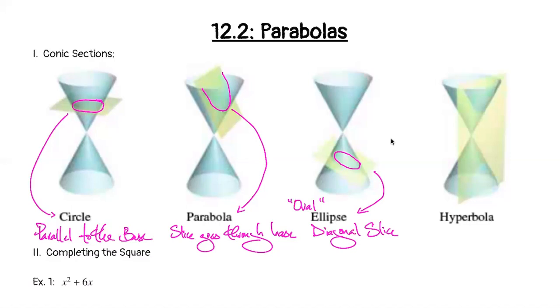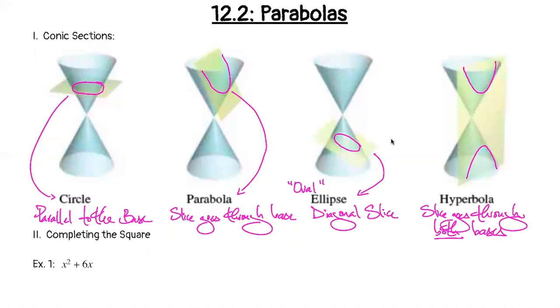And then the last conic section that we're going to take a look at is the hyperbola. The hyperbola comes from a slice that goes through both bases, okay? So you've got kind of a little parabola up here, and then you have another one down here. When we look at hyperbolas, they really have a pair of branches, whereas all the other ones only have one, okay? Today our focus is going to be on our parabola. Whatever time we have left, we will start with the ellipse and the circle and then move on from there.